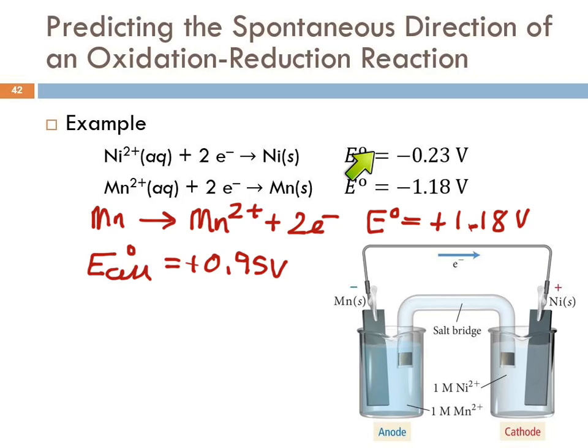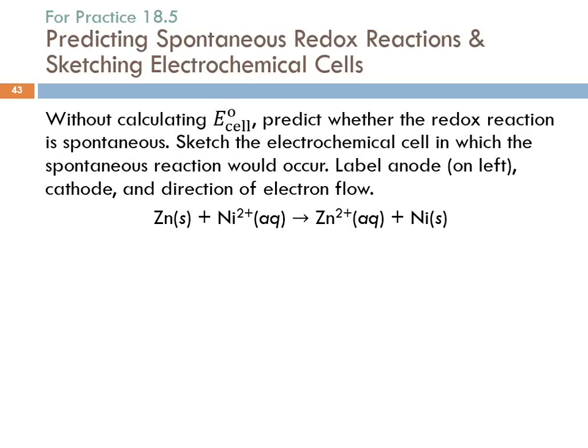So by looking at these potentials, we can tell which one is going to remain a reduction and which one will be oxidation. And when we're drawing the picture, reduction occurs at the cathode, oxidation occurs at the anode, right? So this is the oxidation reaction. That means the manganese half cell is the anode, and the nickel half cell is the cathode. Okay.